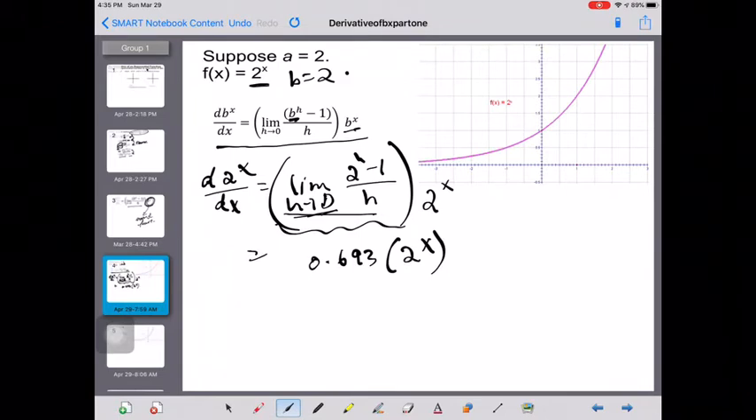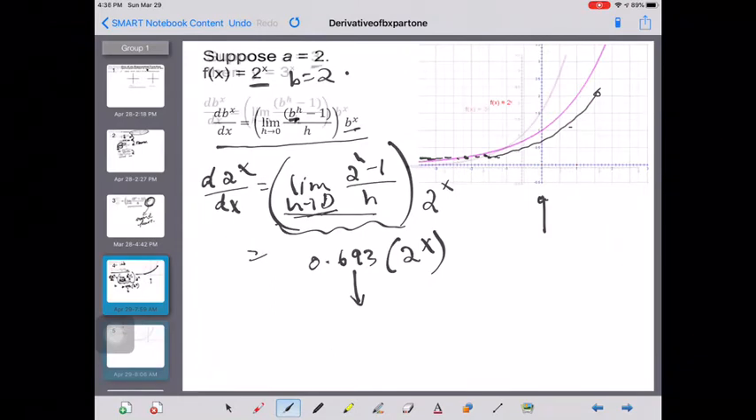So if I were to graph the derivative on this graph here, you can see that this piece, I will call a sort of vertical compression. So the derivative function is going to start off flat, but we know that the y-intercept is going to be 0.693 somewhere over here, give or take. So this black line here is the derivative function. It's a little bit vertically compressed.